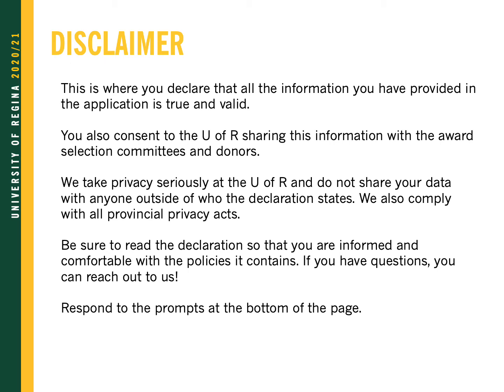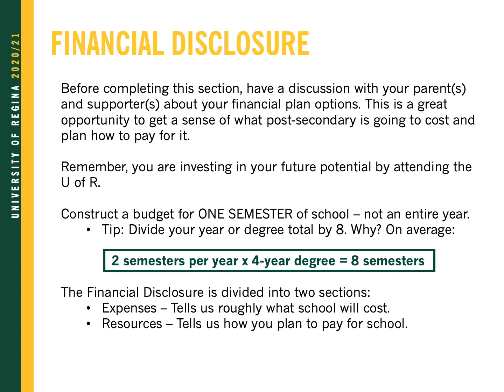Respond to the prompts at the bottom of the page. The next section that could appear in the checklist is the financial disclosure. I recommend that you complete this section after you've discussed your educational funding plan with your parents or supporters. By discussing your financial plan with your parent or supporter, you will be able to get a sense of A, if they have any savings, RESPs, or other funding options for you already, or B, what other funding opportunities are available to you. For example, my parents could not pay for my education, so with their help, we looked into other funding options, including applying for a student loan or student line of credit, etc.